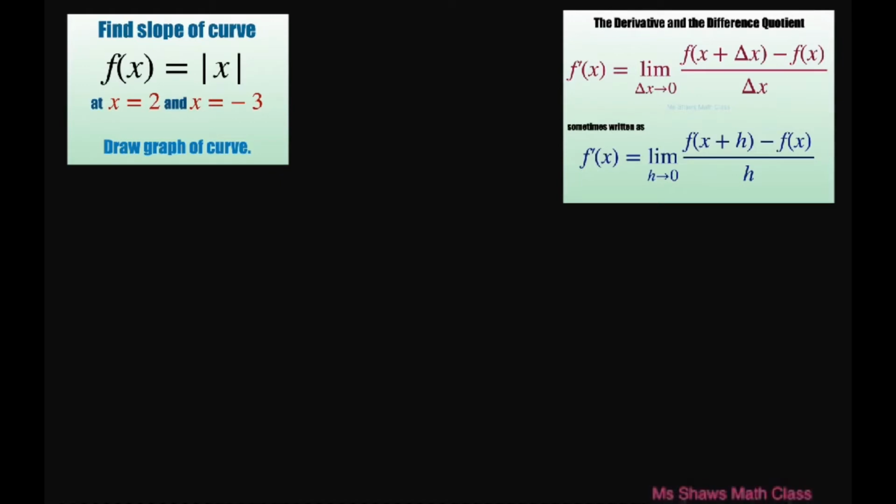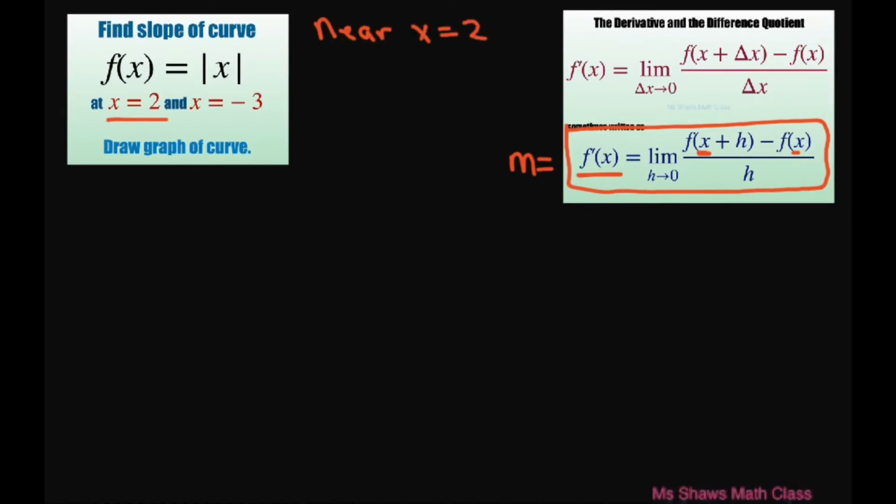We're going to use the definition of the derivative, which is going to give us our slope. It's the same thing, it's a slope. So for the first, x equals 2, we're just going to substitute in 2 for our x. Also, near x equals 2, f of x equals absolute value of x, which is just going to equal x because it's positive. So let's go ahead and write that in.